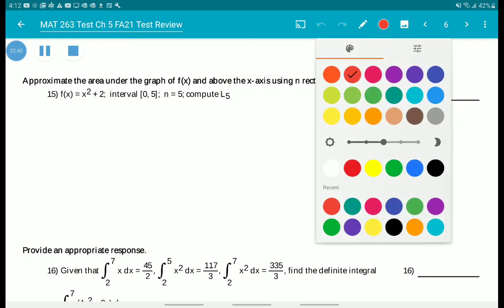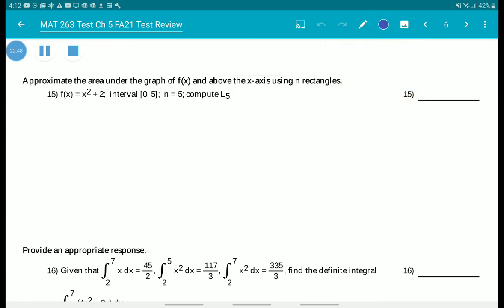In 15, they are asking us to approximate the area under the graph of the curve using the x-axis and n rectangles. So notice they're giving us L5. That means we are using left rectangles, and we want 5 of them on the interval from 0 to 5. So let's figure out what delta x is. B minus a over n would give us a value of 1.